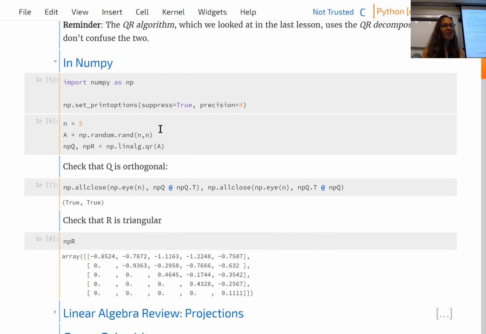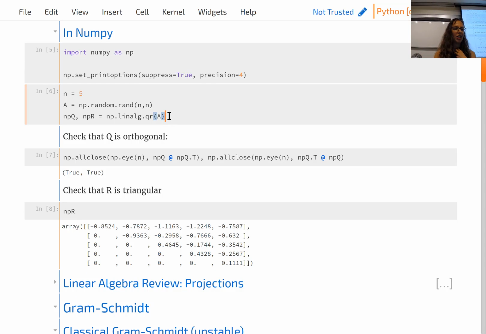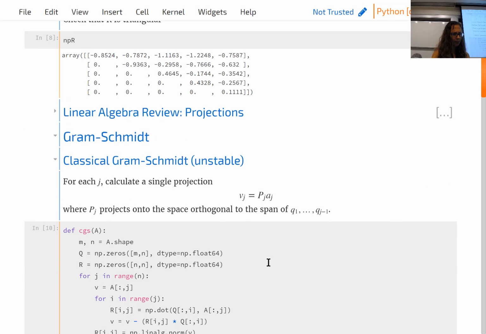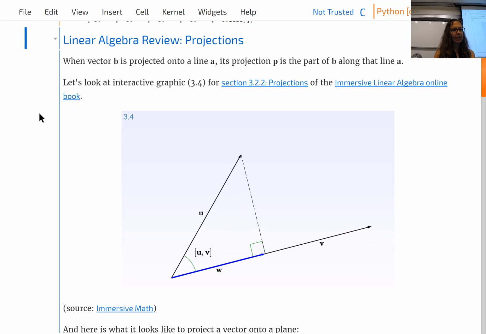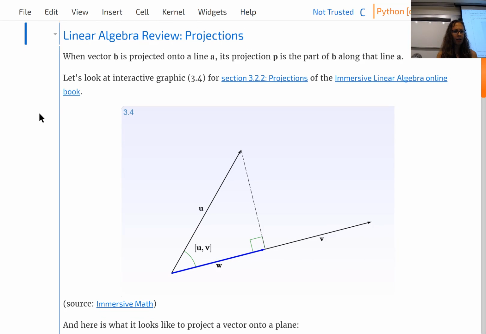Here I'm just illustrating NumPy's QR factorization. We take in matrix A, we get back Q and R, and we can confirm Q is orthonormal and R is triangular. Today we're going to talk about 3 different methods for finding the QR factorization. And there'll be some fun examples at the end of how they have different stability properties from each other. But first I wanted to review the idea of projections in linear algebra.